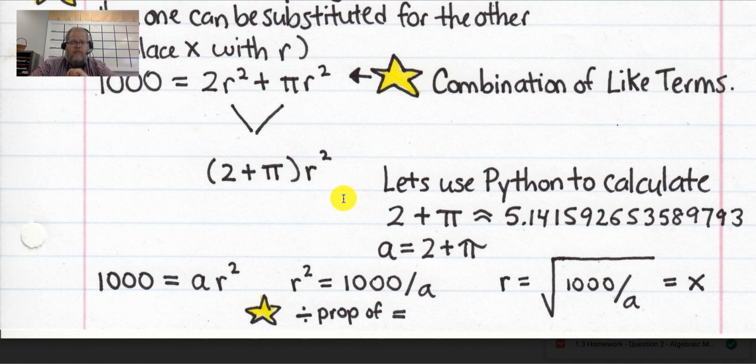2 plus pi is 5.141592653589793. Whew. It's a good number, right? Do you want to type that in every time? Not really, no. How could we get around not typing that in every time? Will Python let us do something that's quicker than having to type that every time?